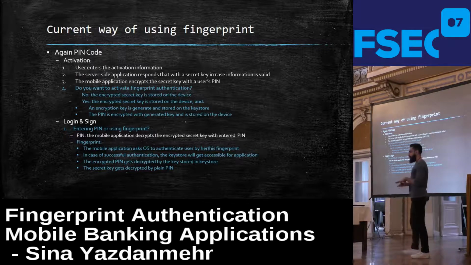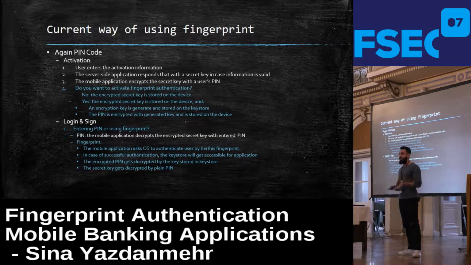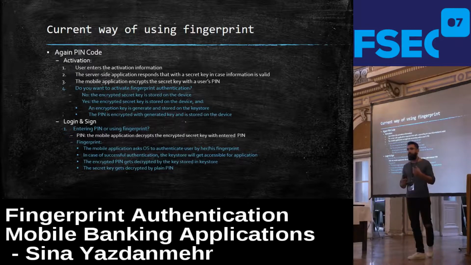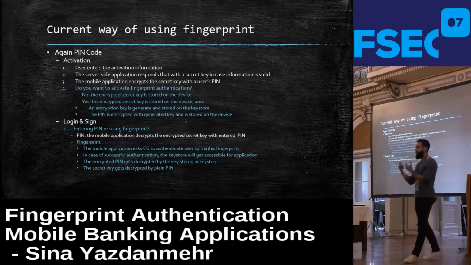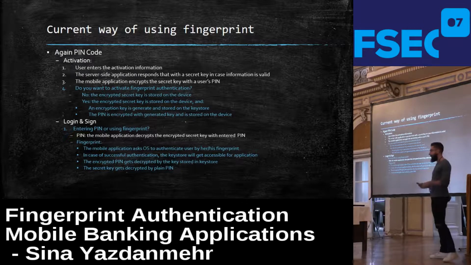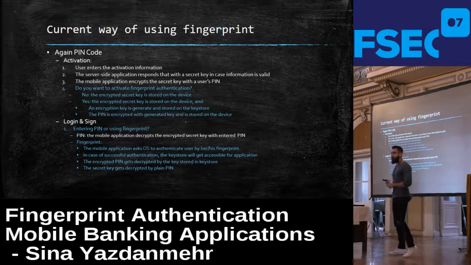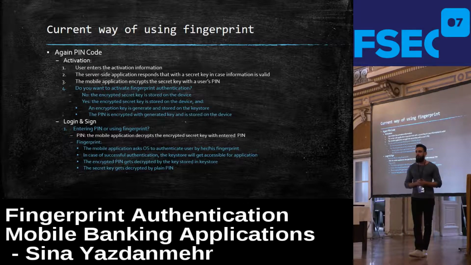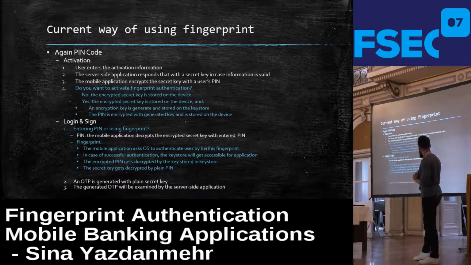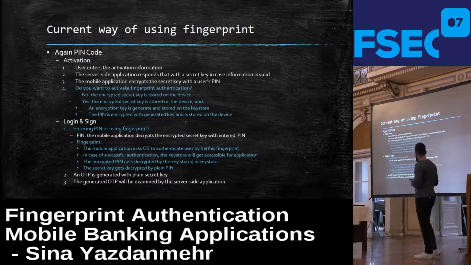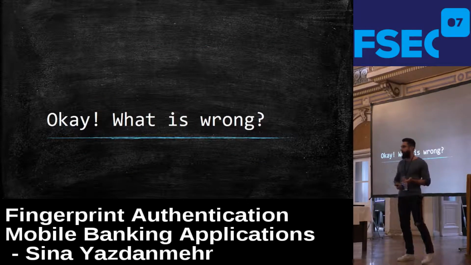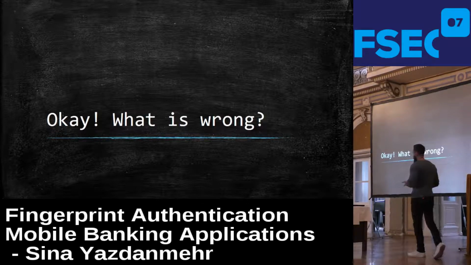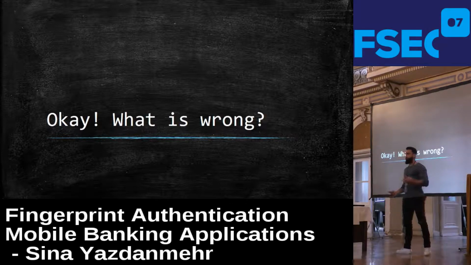Now, in this situation, the application has the user's PIN code in its memory. So now it can use the PIN code in order to decrypt the secret key, and again use the secret key for generating the OTP and proceed with the rest of the process. Okay, those are the two remaining steps. Everything is encrypted, everything is confidential, and needs permission by the user's fingerprint or PIN code.